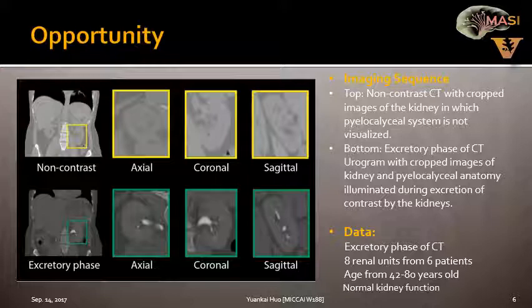But now, if we use this excretory phase CT, we can see the intensity contrast for the urine collecting system. So if we have a good image processing method, we can probably get the segmentation of the urine collection system from the kidney. In this experiment, we explored this method on 8 uro units from 6 patients, aged from 42 to 80 years old, and they have normal kidney function.